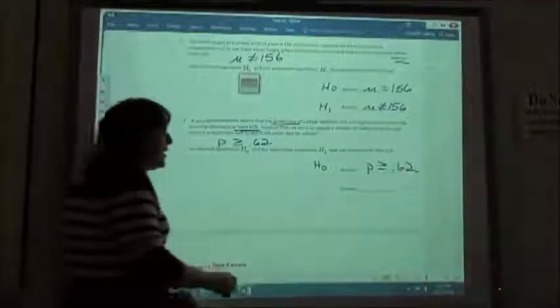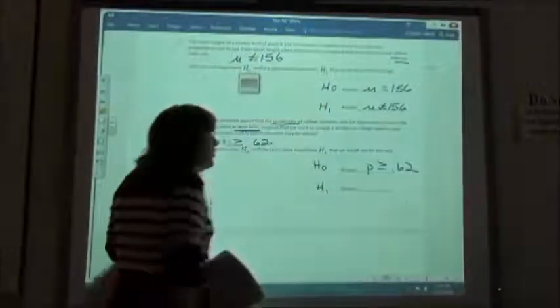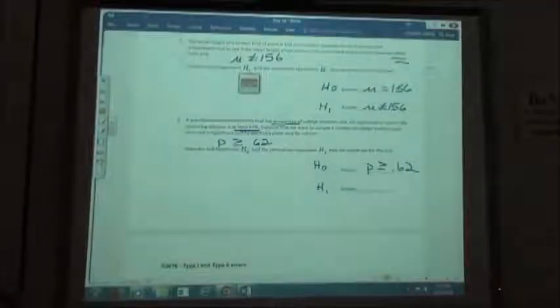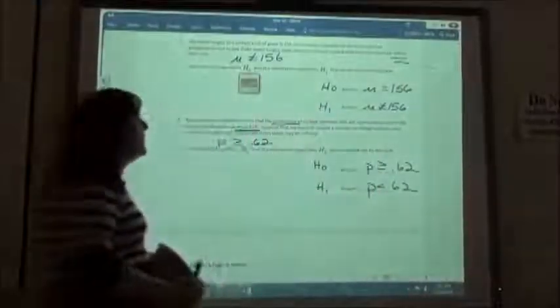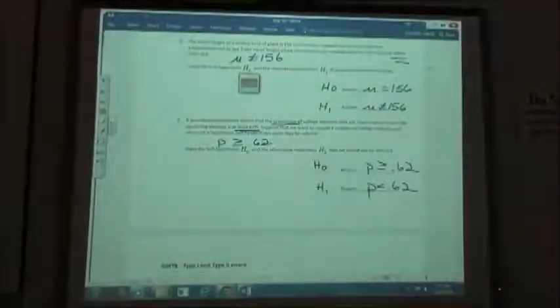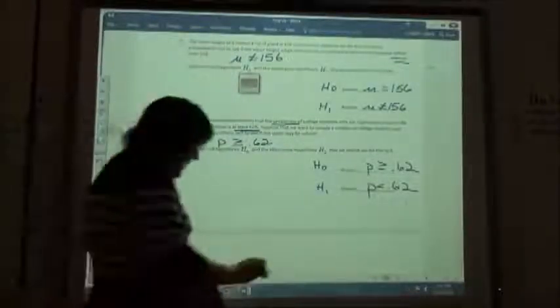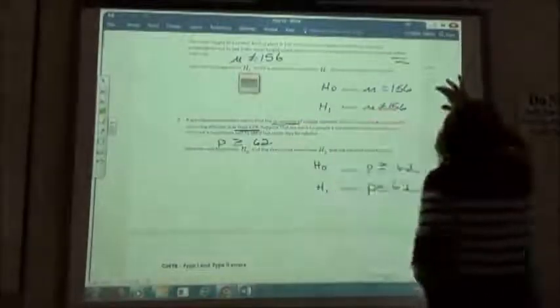That means your other answer, your alternate answer, if it's not greater than or equal to, it would be the less than, right? We'll be doing this on every problem for the next probably 4 homework pages. So we'll get used to doing this.